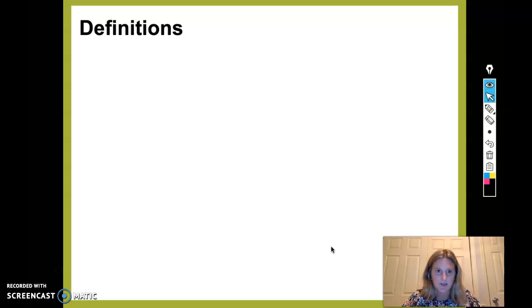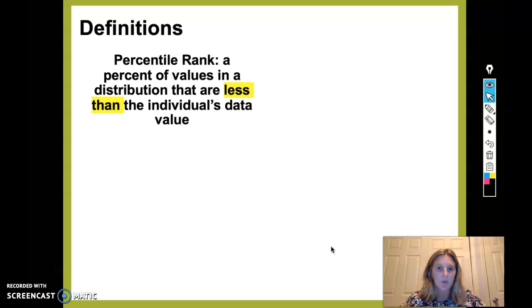Let's get some definitions. Percentile, or percentile rank, here it is. It is the percent of values in a distribution that are less than the individual's data value. So it is just the number of data values that lie below the data value you're looking at. So it's the percent of values that are less than.